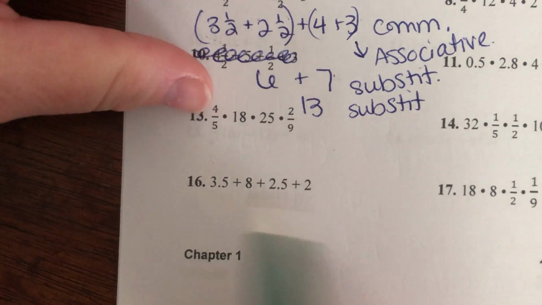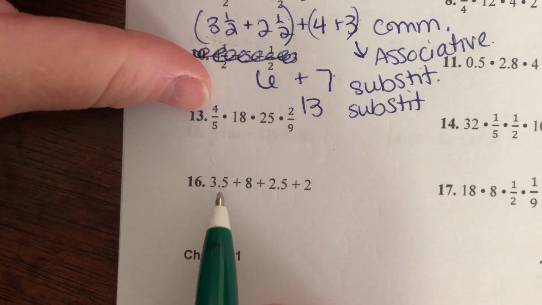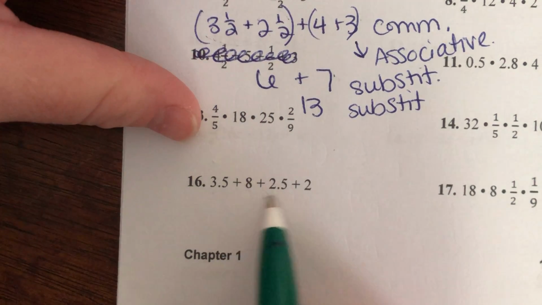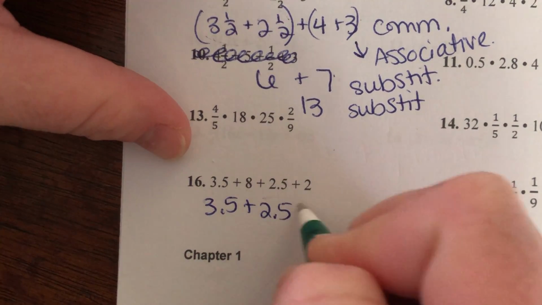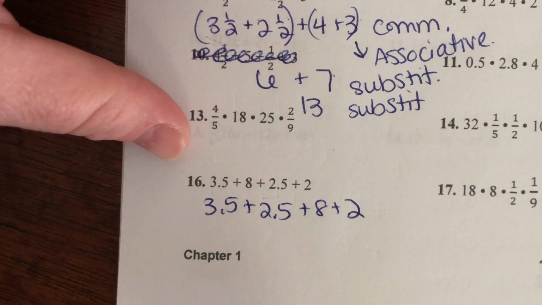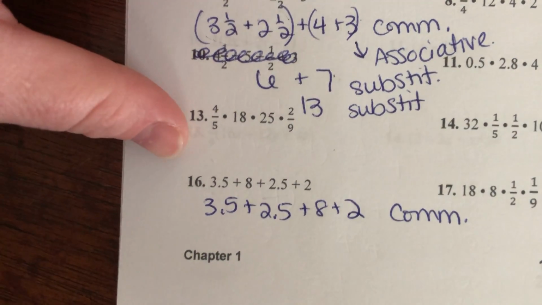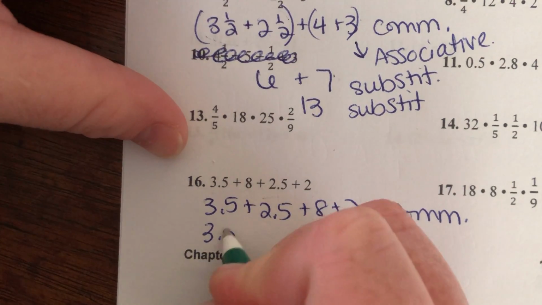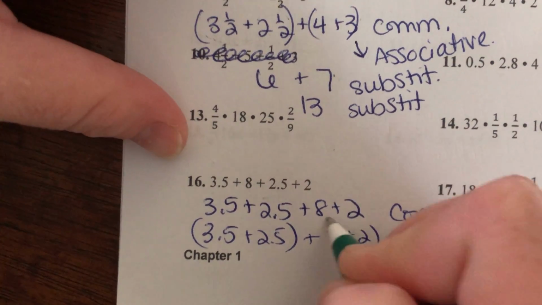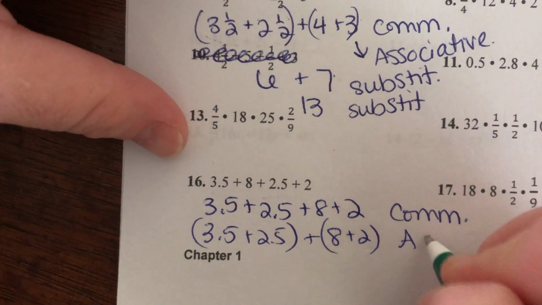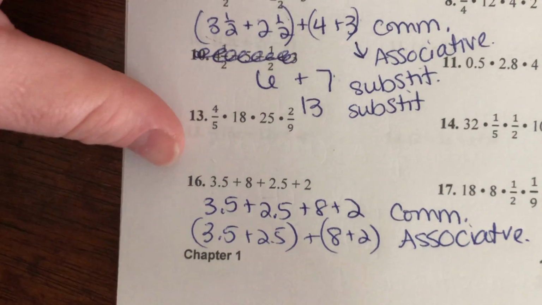That'll be nice. All right, here, so I'm adding 3.5 plus 8 plus 2.5 plus 2. I'm going to group my decimals together. So first thing I'm going to do is change the order, 3.5 plus 2.5 plus 8 plus 2. The commutative property says I can move stuff around and it won't change anything. Then I'm going to group them, so 3.5 plus 2.5 and 8 plus 2. Mental math, that's easier for me to add. The associative property says that I can group stuff and it doesn't change anything.